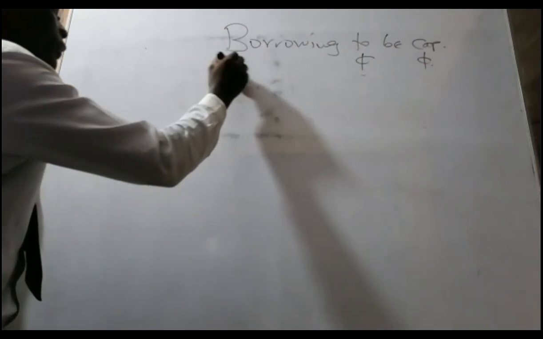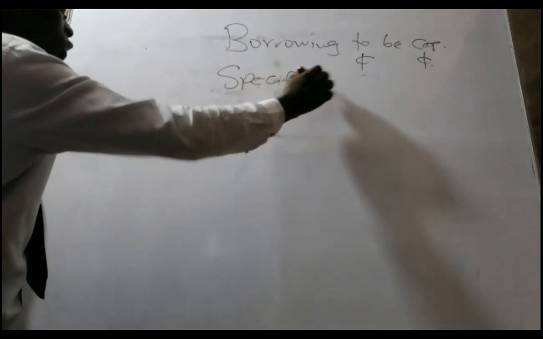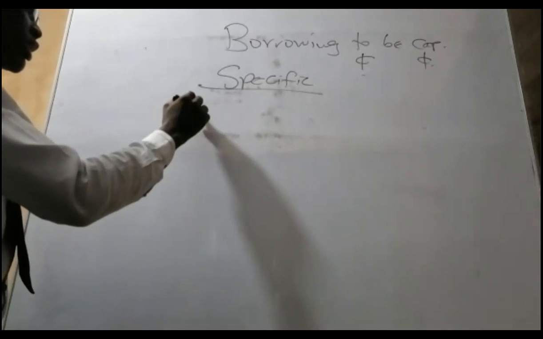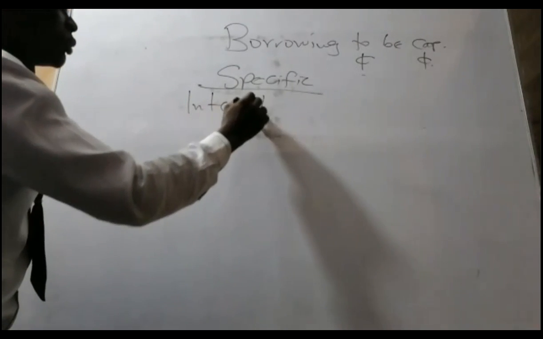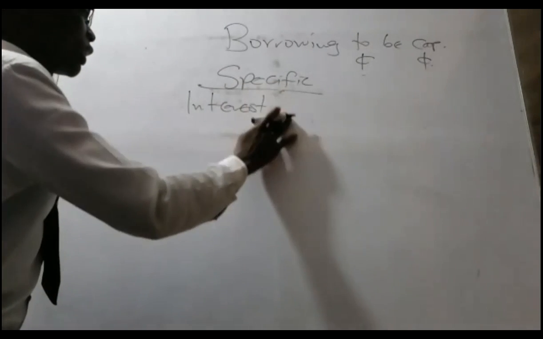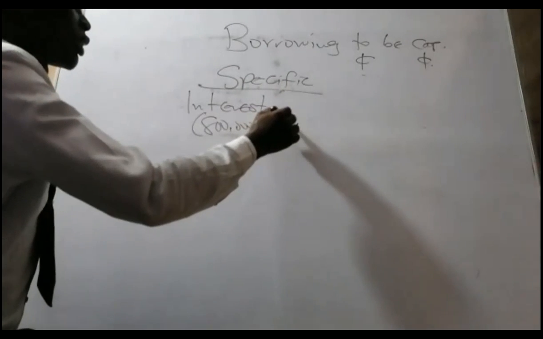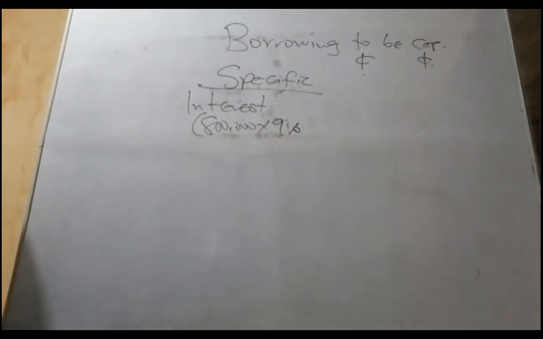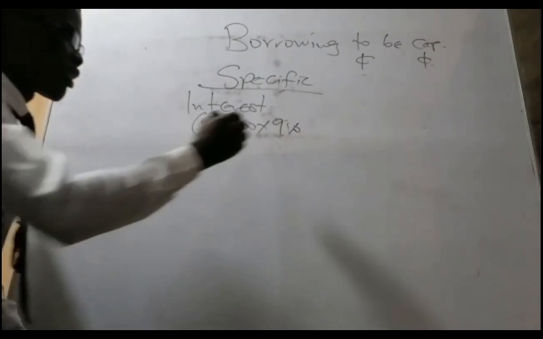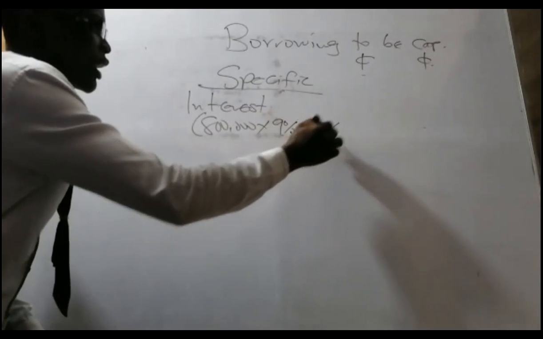So let's go to specific borrowing. Then we start with the interest. The interest will be, we open our brackets. So let me do it down. They picked 800,000 times what? 9%. From 31st March up to December, how many months?